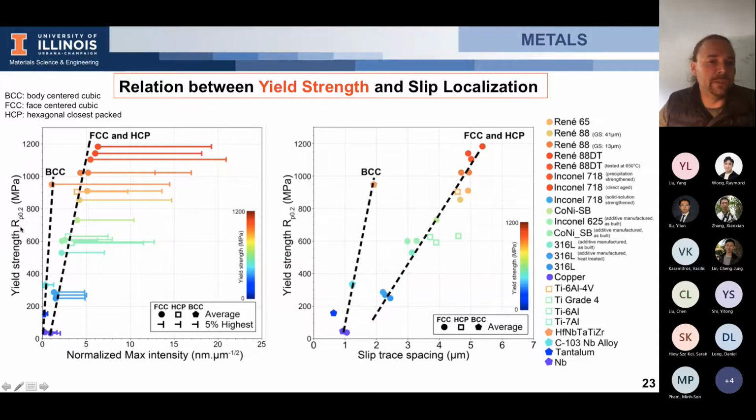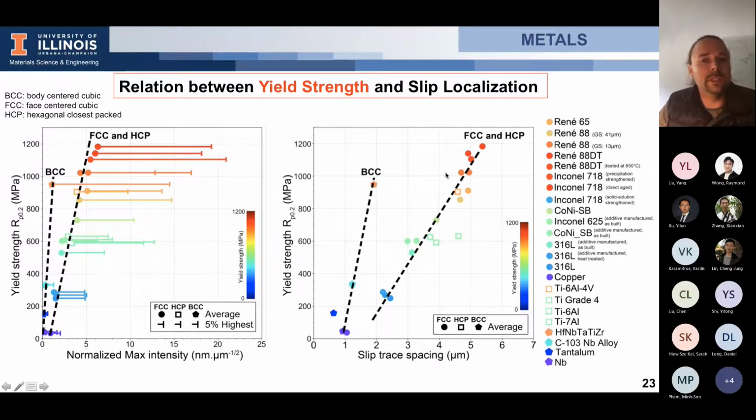What you can see is that for FCC and HCP materials, with increasing yield strength, the materials with high yield strength tend to develop very high localization compared to materials with low yield strength. That's the case for the average, but that's also the case for the highest values. For BCC, it's a little bit more complicated. They tend to develop lower localization on average because, of course, you have more slip systems possibly activated and you have cross slip at room temperature.